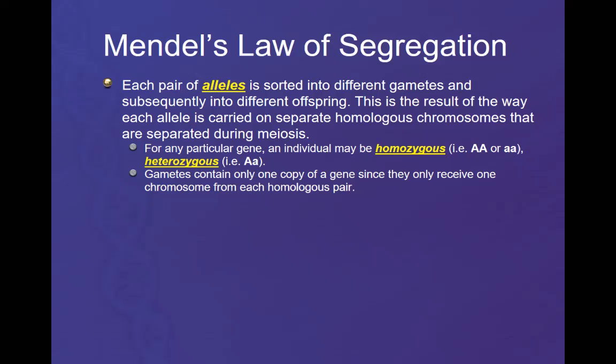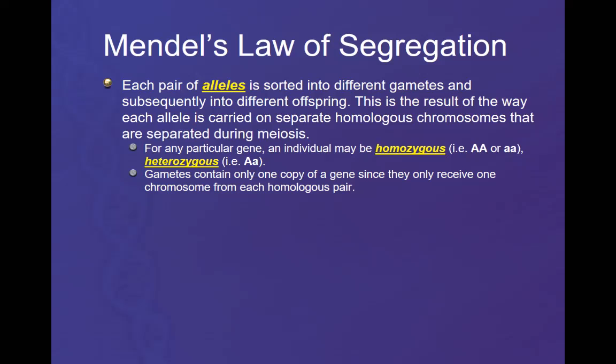This is the result of the way each allele is carried onto separate homologous chromosomes that separate during meiosis. So understanding meiosis is important here. It depends on which of the gametes you got at the end of meiosis. For any particular gene, remember an individual may be homozygous, two of the same allele, or heterozygous, two different alleles. But unless there's a chromosome number mutation, they will only have two alleles.